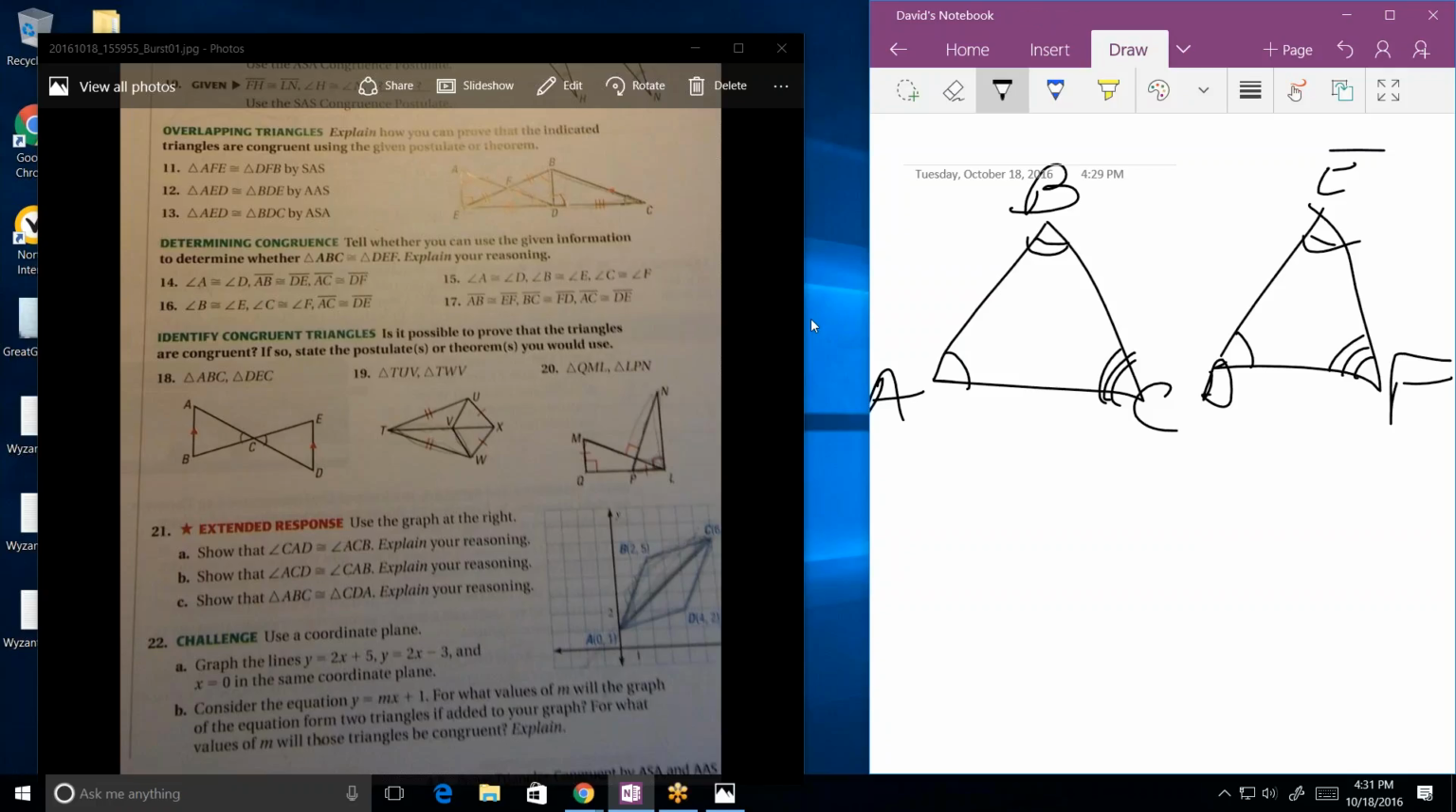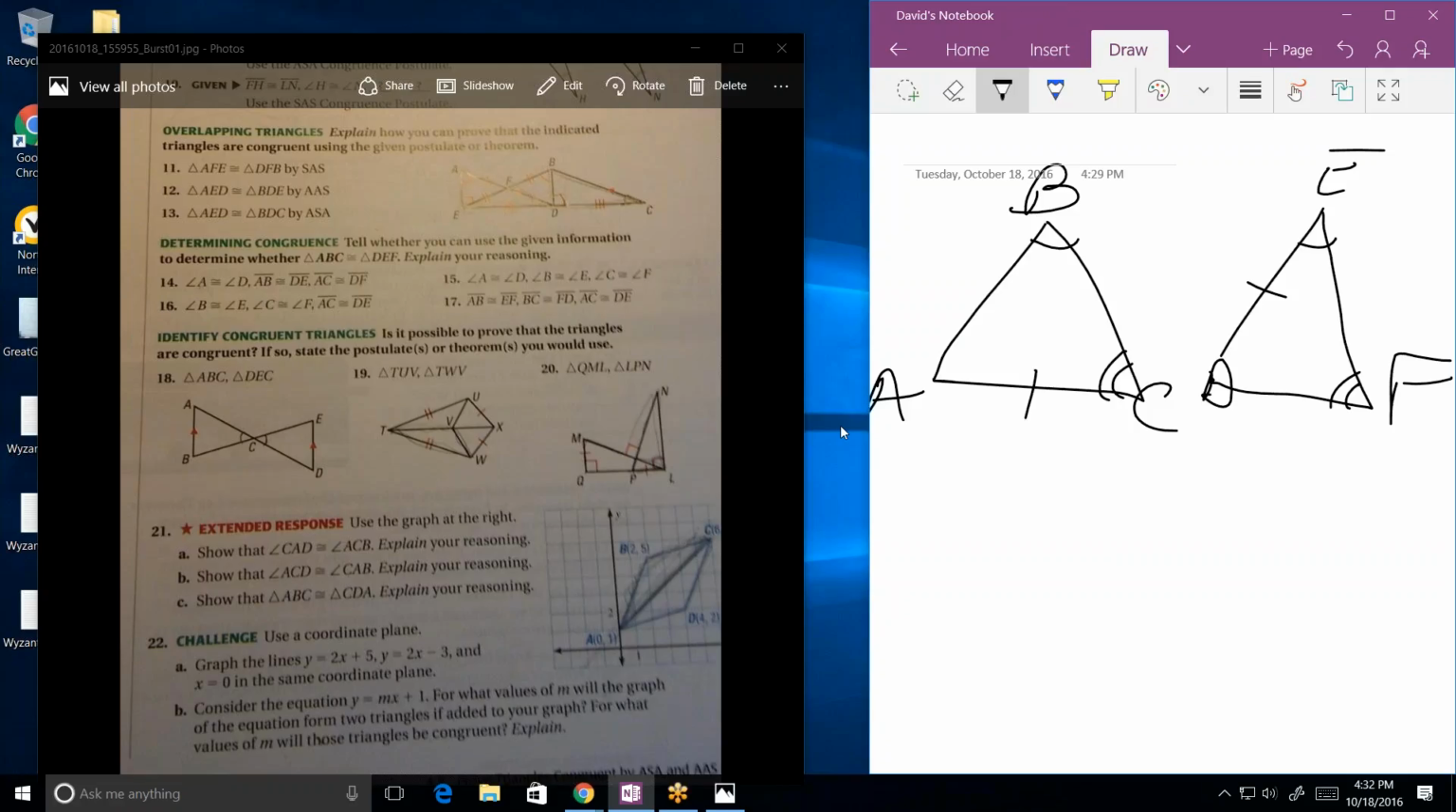Okay, you with me? Yeah. Let me erase some. Okay, now B, E. All right, so number 16, B is the same as E. C is the same as F. And AC is the same as DE. Yes, that means congruent due to the angle side postulate.